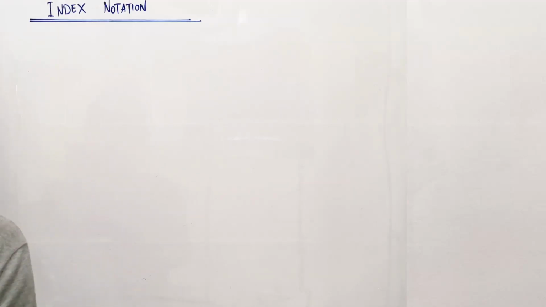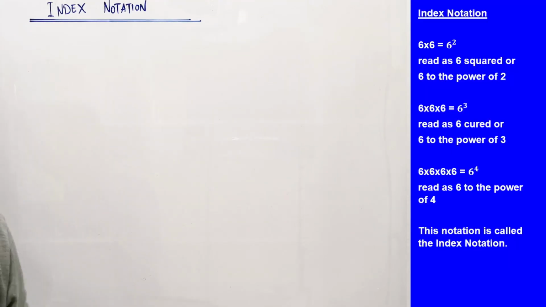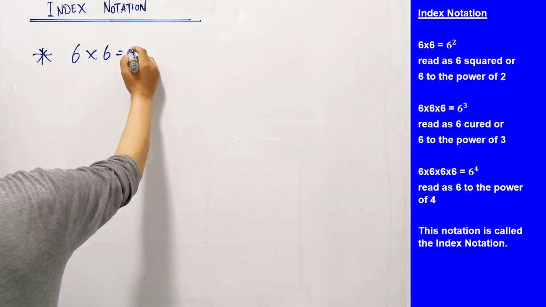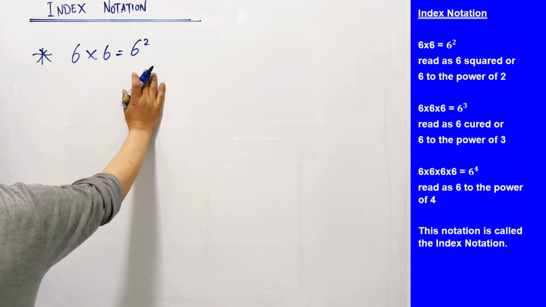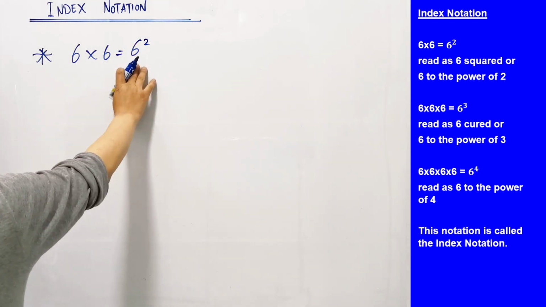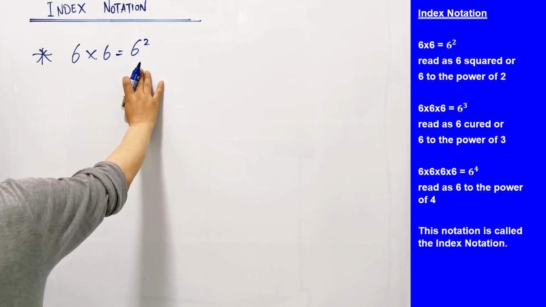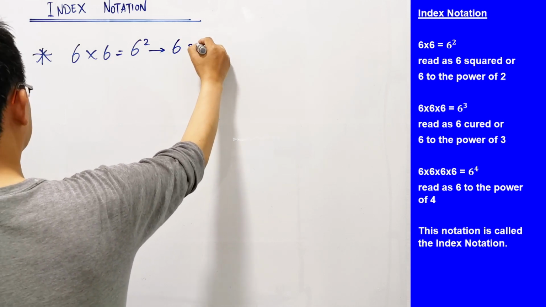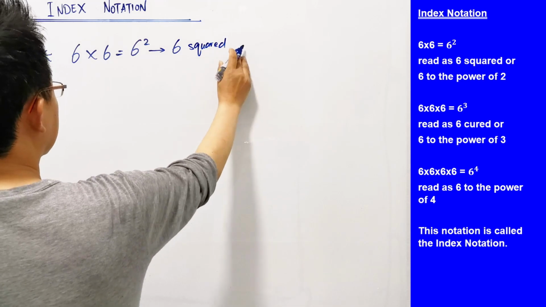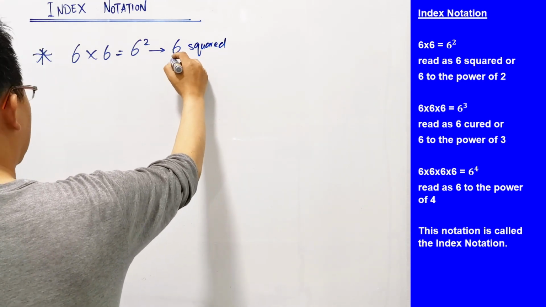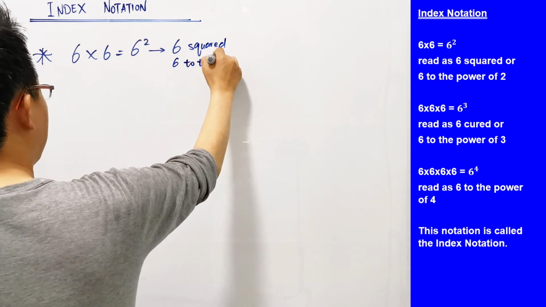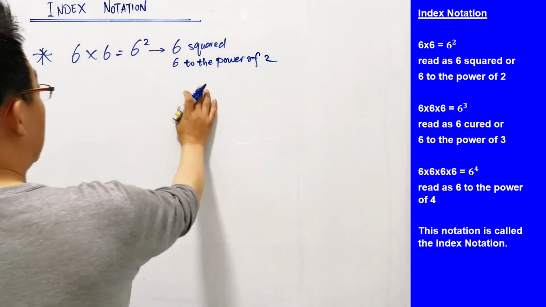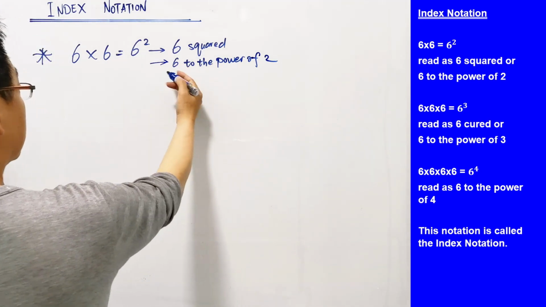Okay, so what is the index notation? Basically, we have numbers like this: 6 times 6 equals 6 squared, right? So we can write that as 6 squared, or we can write that as 6 to the power of 2. We can say 6 squared or 6 to the power of 2.